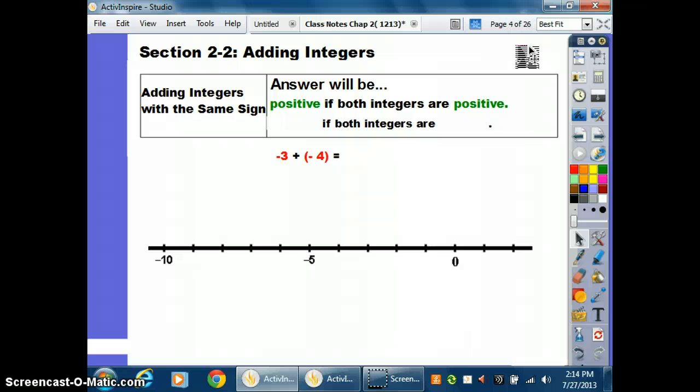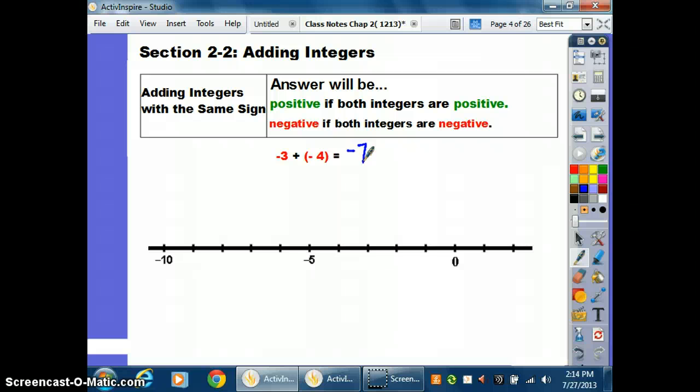Now, if we have negative numbers, integers, then our answer will be negative. I've given an example of that. Negative 3 plus negative 4 will give us a negative 7. What we do is add the integers and then keep the sign that they both had, negative.